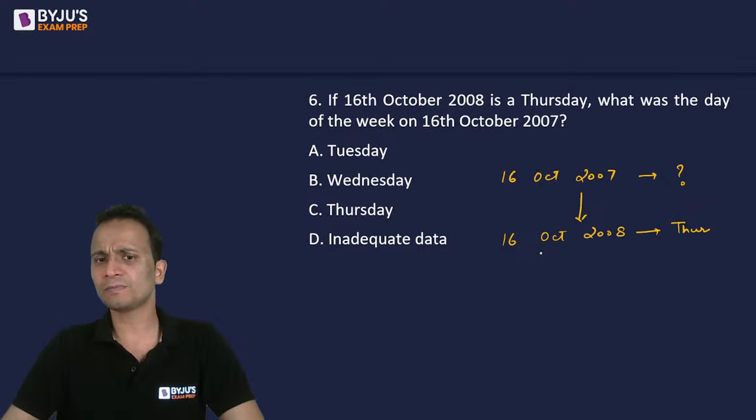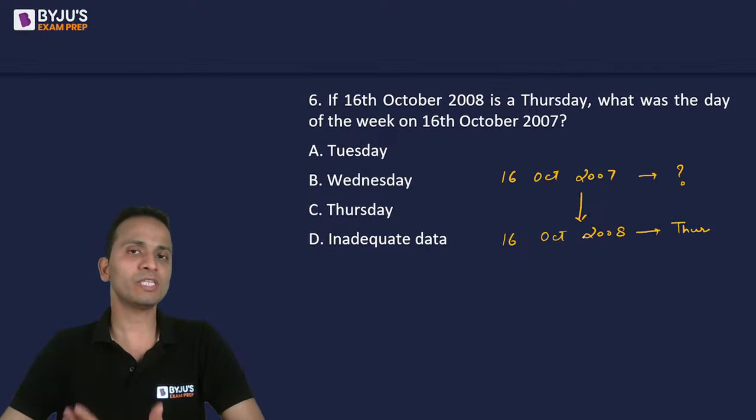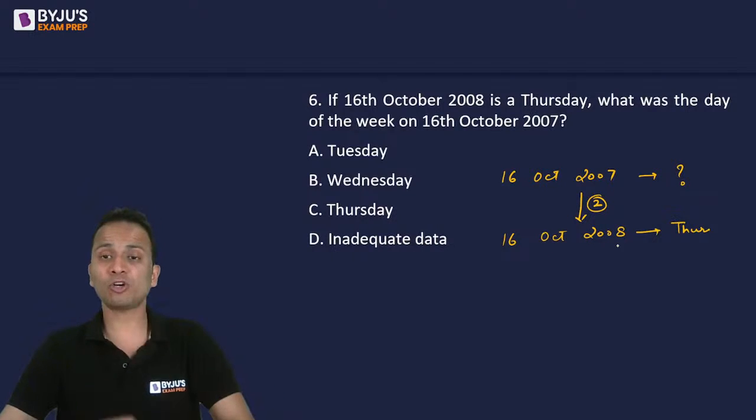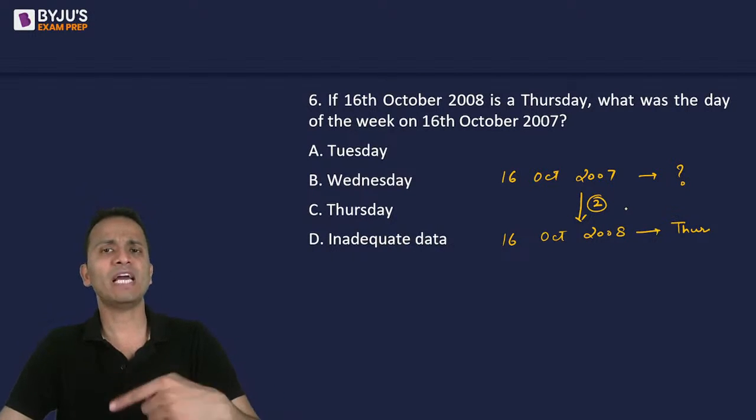Now in this case, since we are going from 16th October 2007 to 16th October 2008, the leap year effect will come into play. Yes, because we are passing through 29th of February 2008. If we are passing through 29th February 2008, the leap year effect will come into play and the number of odd days between them will be equal to 2. All right. So if 16th October 2008 is a Thursday, we have to backtrack.